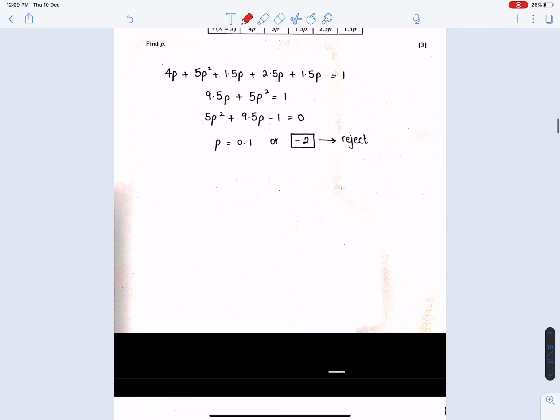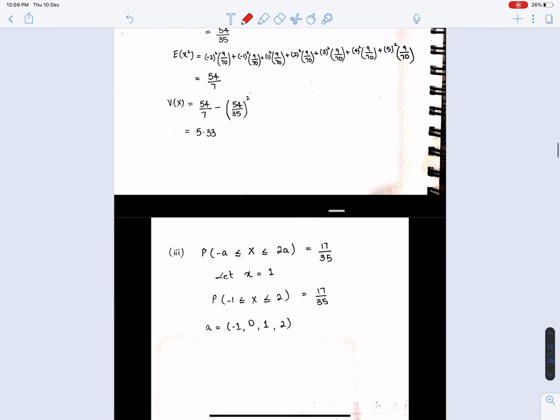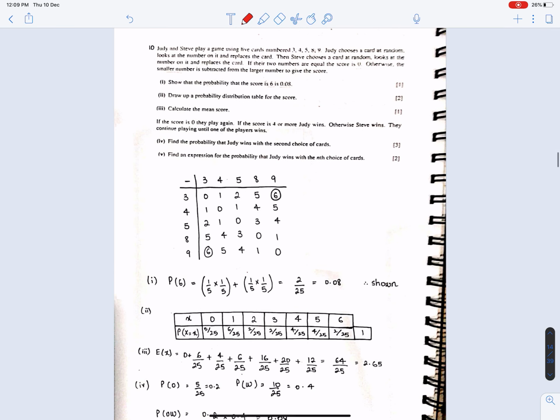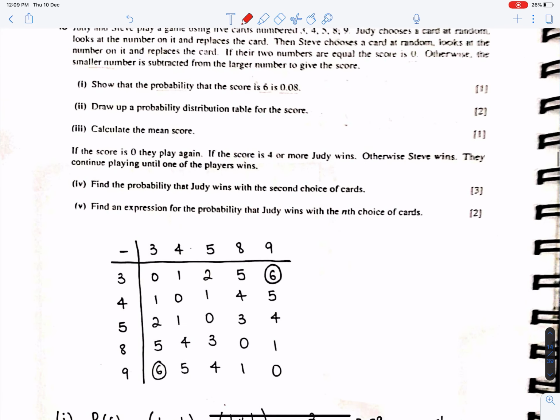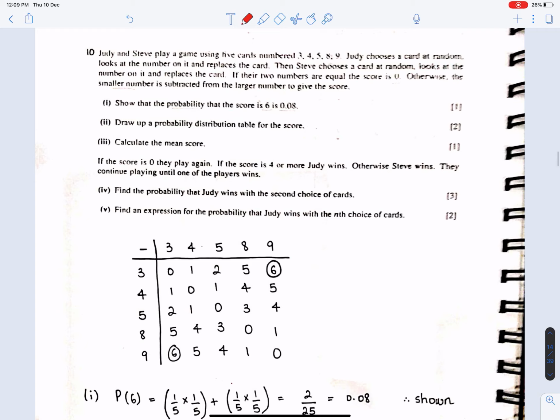The next question is 10. Judy and Steve play a game using 5 cards. Judy chooses a card at random, looks at the number on it, and replaces the card. So, with replacement events. Then Steve chooses a card at random, looks at the number on it, and replaces the card.